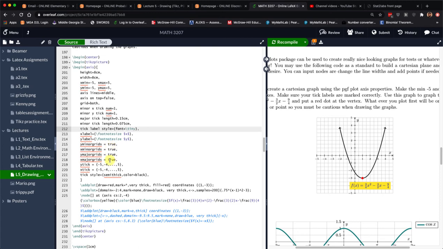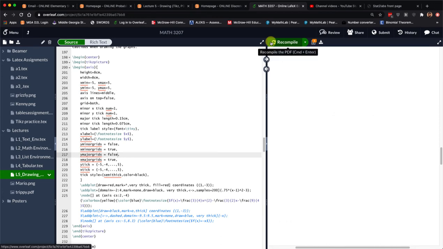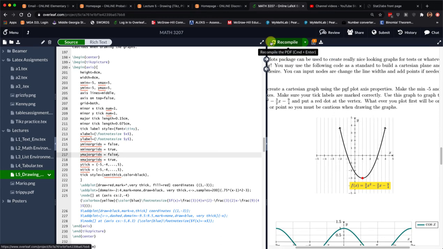And then you have your on and off switches here for your minor grids and major grids. If they're all set to true, you see them all. If you turn any of them to false, like let's set the Y minor grids and the Y major grids to false, just so we can see what happens, when we compile it, it should take them away. And it did. It took all the Y grid away, which kind of looks neat, but is unnecessary in our case.